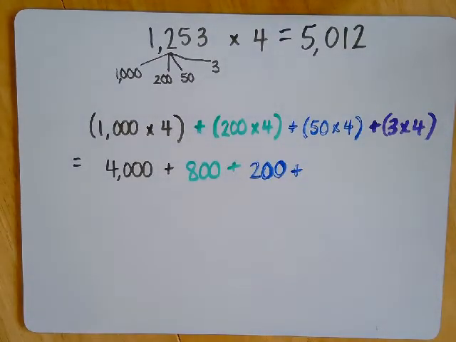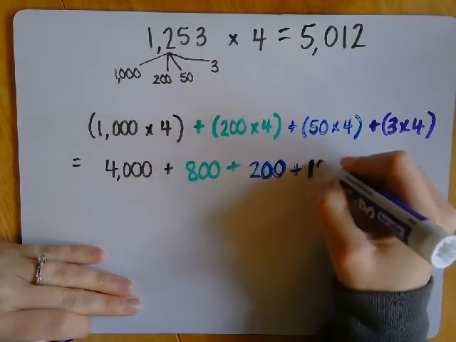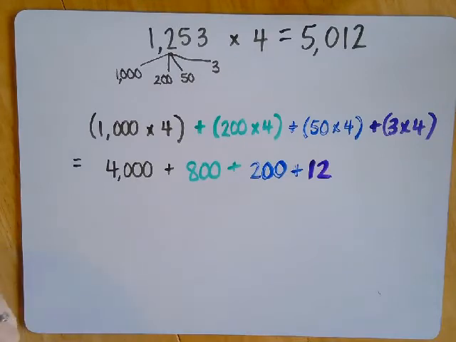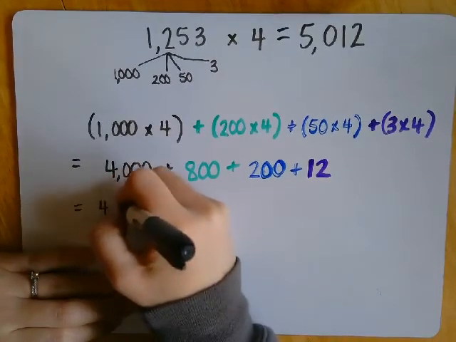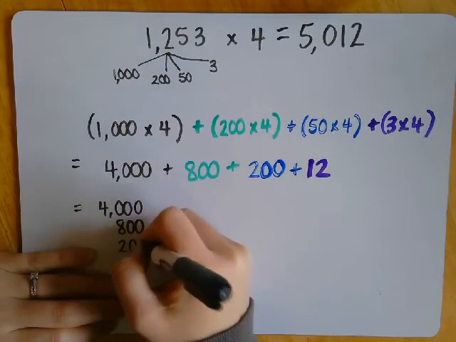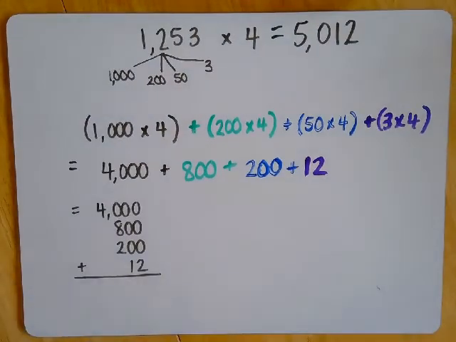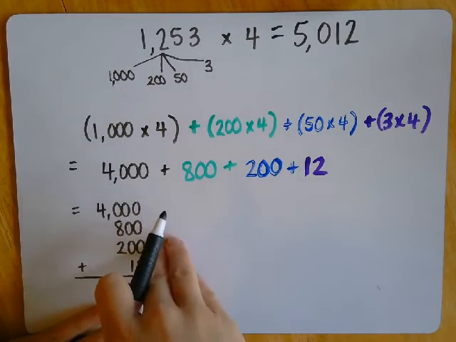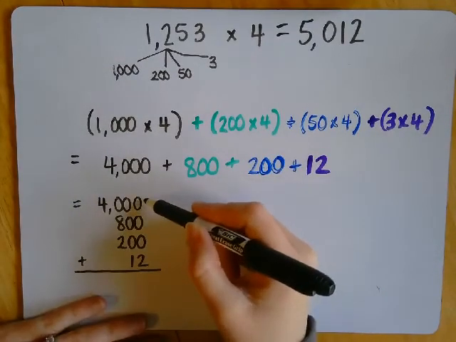Last but not least, we have the ones place. So 3 times 4, and I know that to be 12. And then we add up each of these pieces. It helps to keep things organized when you start in the largest place value and add down. So I started with 4,000, added 800, then went to 200, and then 12. So adding, I always start in the ones place.